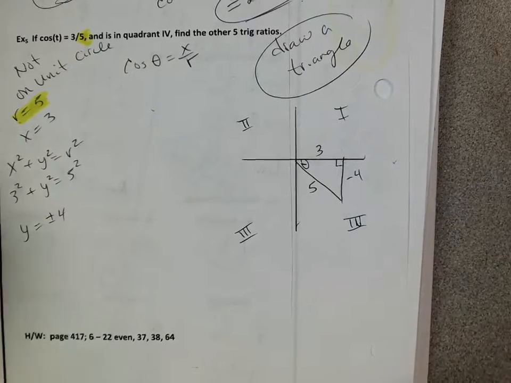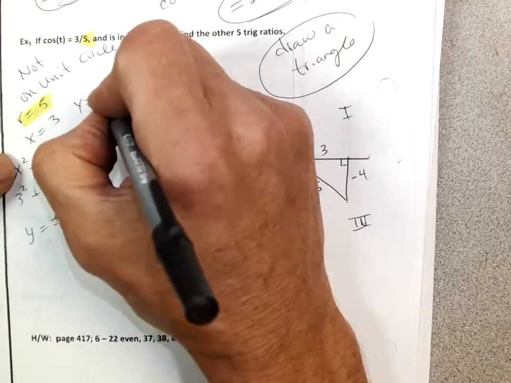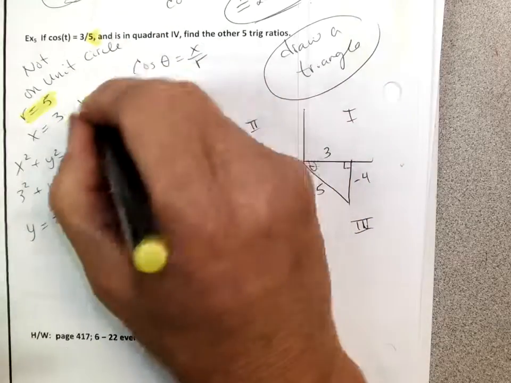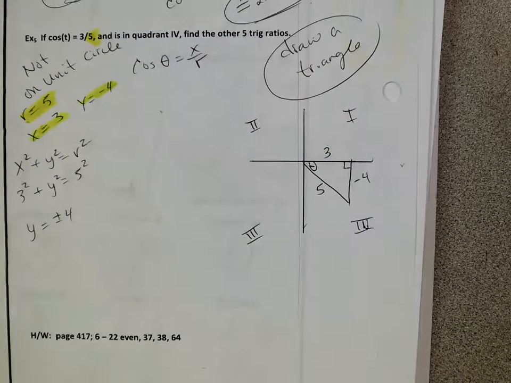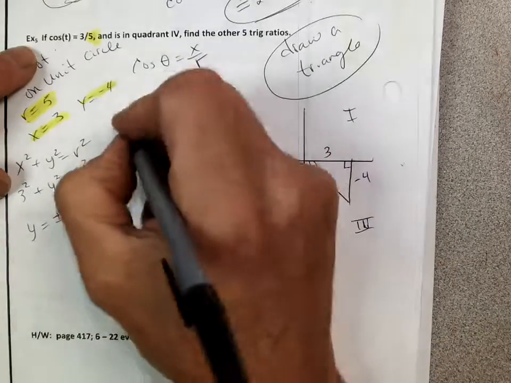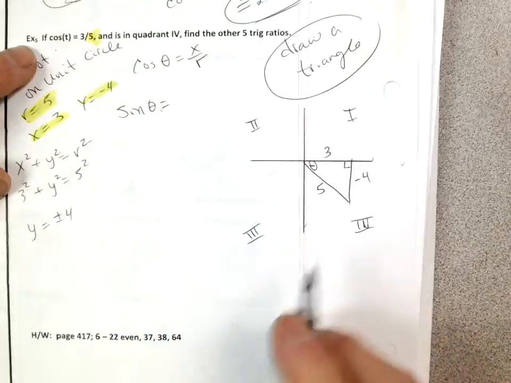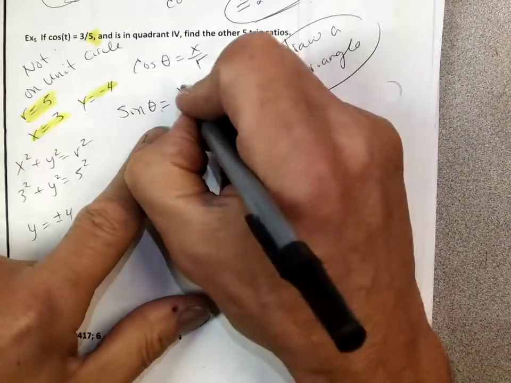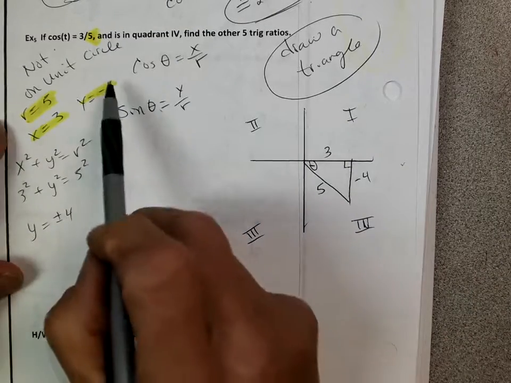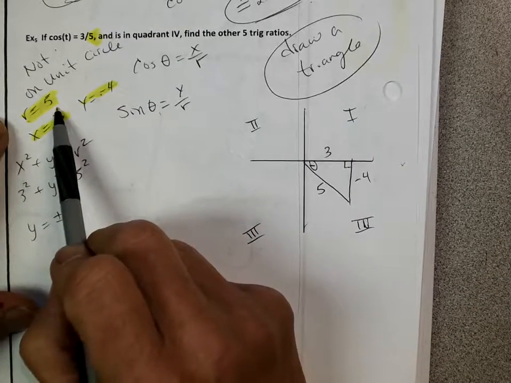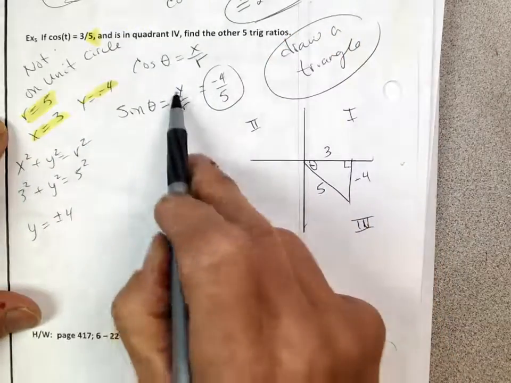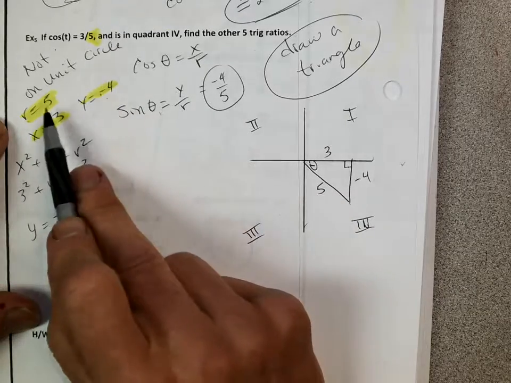So here's what we know. I'm going to put y equals -4 here, and I'm going to highlight all of these. We are almost done, really. So let's see what we got. Let's do our other 5 trig. I already know what cosine is, so let's figure out the sine of this angle. Sine is equal to the y over the r, so it's just going to be as easy as this. -4 over 5 is the answer, because it's the y over the r. Y is -4 and the radius is 5.